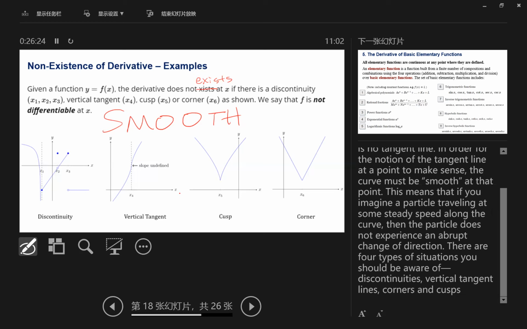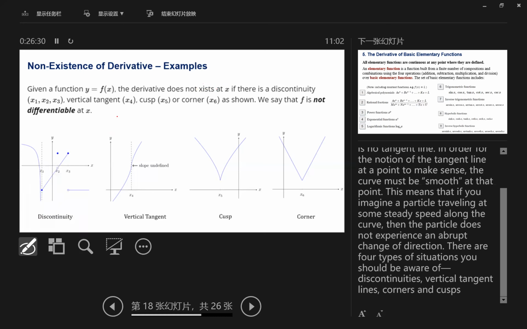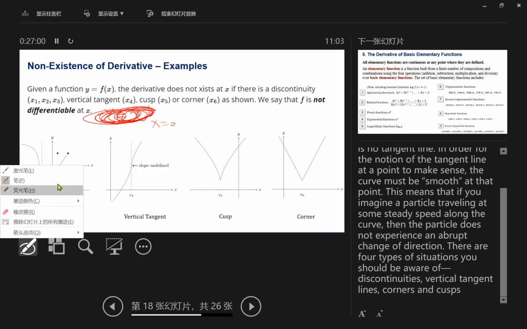Okay. For example, in the second example, we can have a function like y equals x to the power of 1/3. This function will have a cusp. Sorry, we'll have a vertical tangent at x equals 0. Because the derivative does not exist at this point. Okay, we'll talk about more of this in our following lessons.